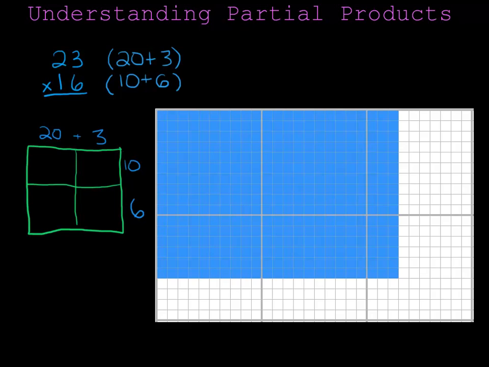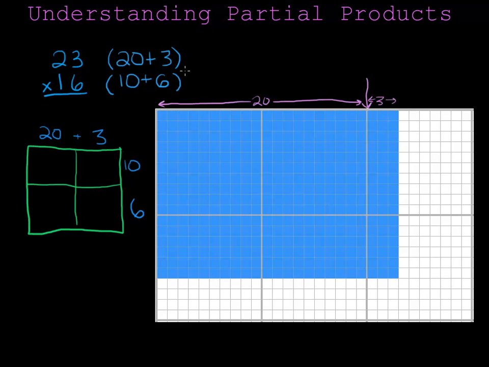Now what happens is, when we do partial products, we break this multiplication problem up into some smaller problems. And the key question is, where do we break it up? So we're going to break it up right here, because on this side of the line there are 20 units, and on this side there are 3. Notice that this 20 is the same as this 20 here, and this 3 is the same as this 3 here.